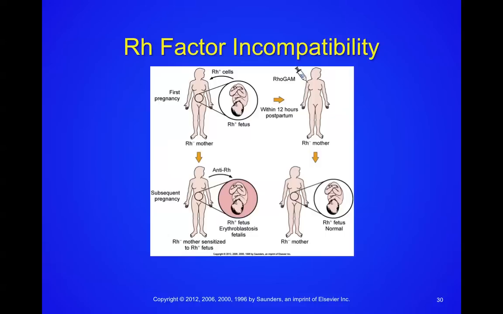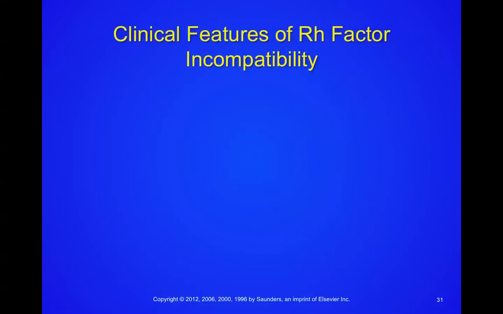Such an outcome can now be avoided if Rh sensitization of the mother is prevented through timely injection of anti-D immunoglobulin using a medication called RhoGAM. Rh incompatibility is probably the most important maternal-fetal blood type incompatibility. Clinical features of Rh factor incompatibility range from the relatively mild to the fatal.